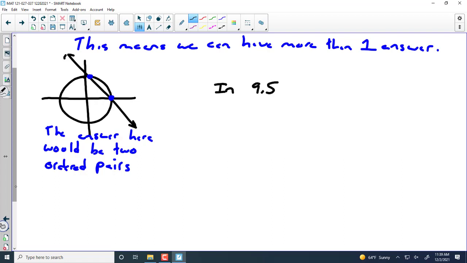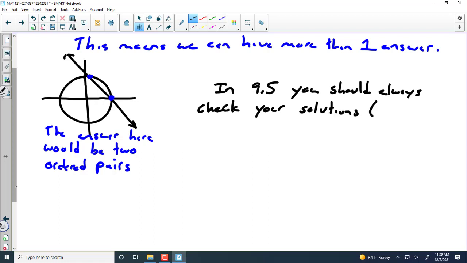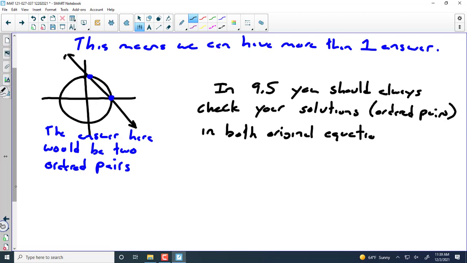In 9.5, you should always check your solutions, and your solutions will be ordered pairs, in both original equations. In this section, you should really check all your answers. And there's just two equations to check them in. But you should really check them both, just to be on the safe side.